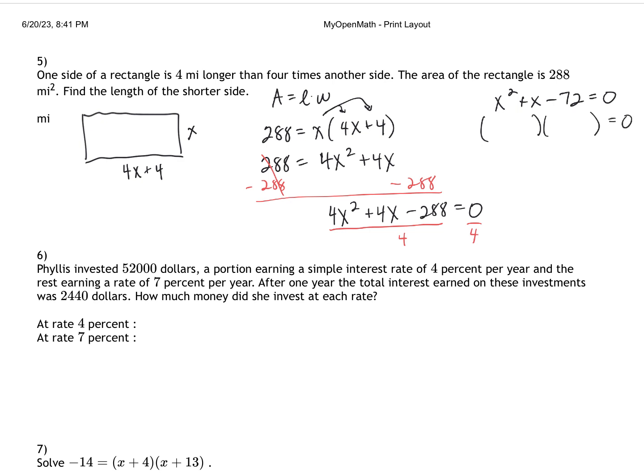So 9 times 8 is 72. I want the larger number to be positive, so it'll factor into x plus 9, x minus 8. And then I just set each of these factors equal to 0 and solve. So I have negative 9 and 8. Again, the negative's not valid because we're talking about lengths. So x is 8. So it says find the length of the shorter side. Well, that's what we just found. So the answer here is 8.